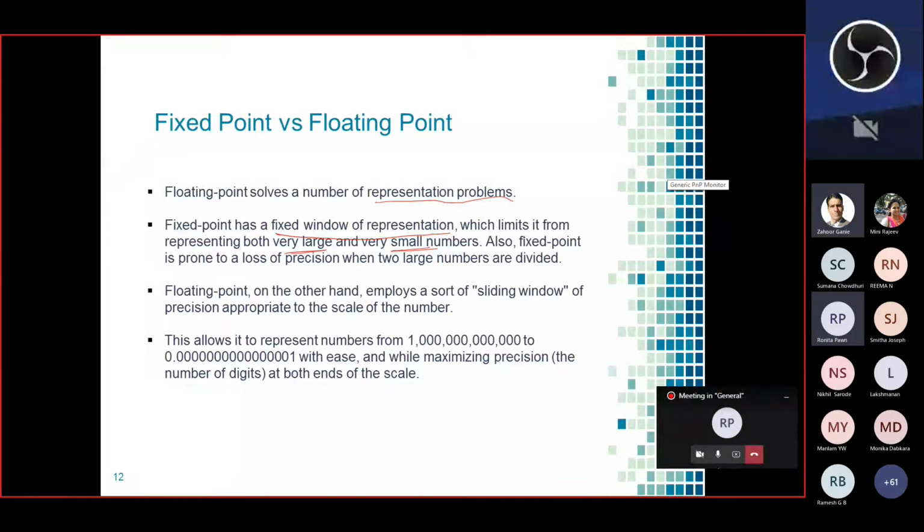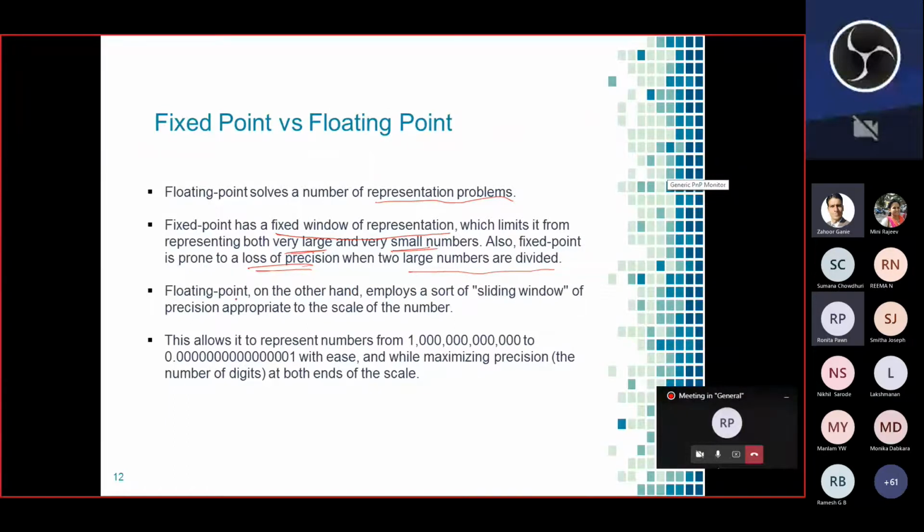And if you cannot represent these, you will be losing your precision. Definitely you will be losing your precision when you do a mathematical operation on, let us say, two large numbers, and those two large numbers are divided. There the precision will be lost if you cannot represent these very small or very large numbers. This is the major disadvantage with fixed point processors.